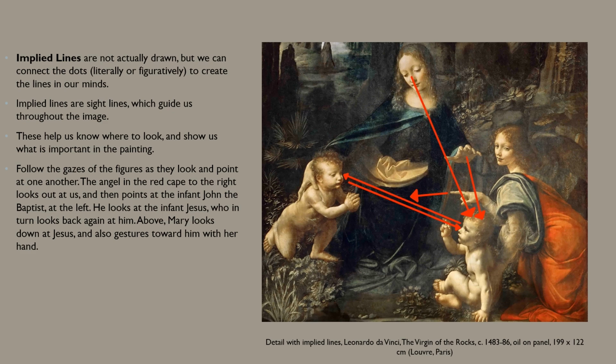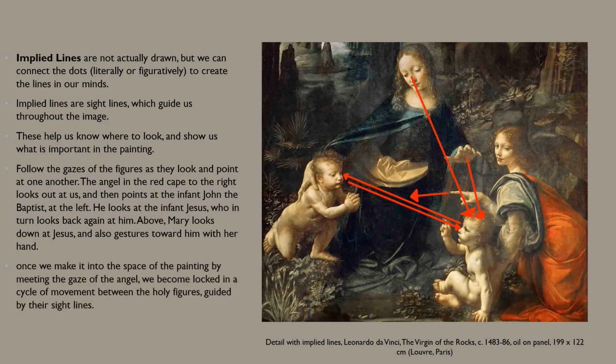John the Baptist is looking at the infant Jesus, who in turn looks back again at him. So these two children, right? Jesus is the one in the bottom right by the angel. They're looking back and forth, so we get caught in this gaze here. But then we have Mary above looking down at Jesus and gesturing towards him.